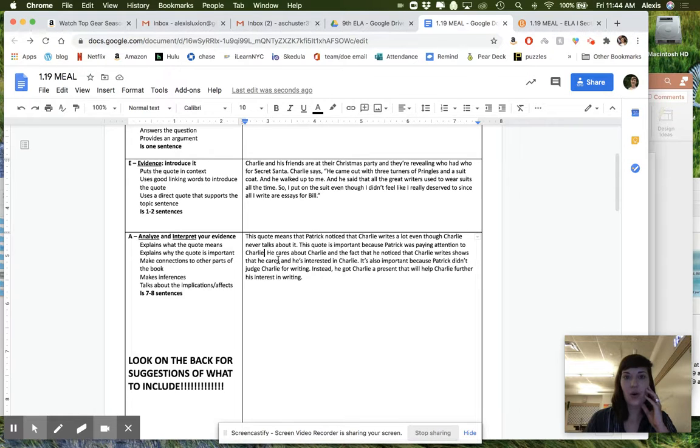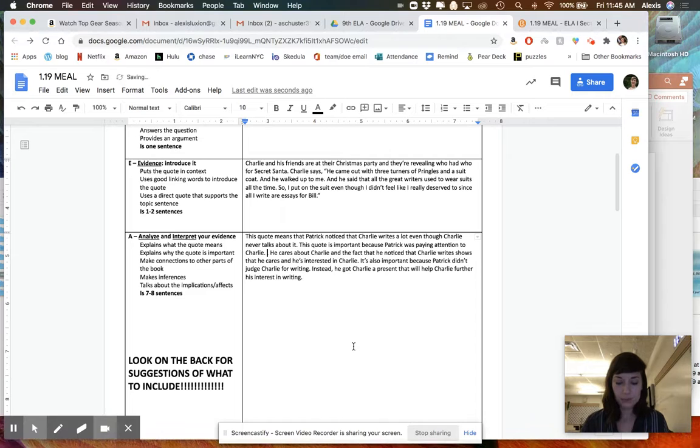And I think also we've been hearing about this friendship from Charlie's point of view. And we know that Charlie really looks up to Patrick and Sam. And now we get to see that they actually feel the same way about him, right? They care about him too. So I want to add that here. So this quote is important because Patrick was paying attention to Charlie. We know how much Charlie cares about Patrick, and this is one of the first times we get to see how Patrick feels about Charlie.